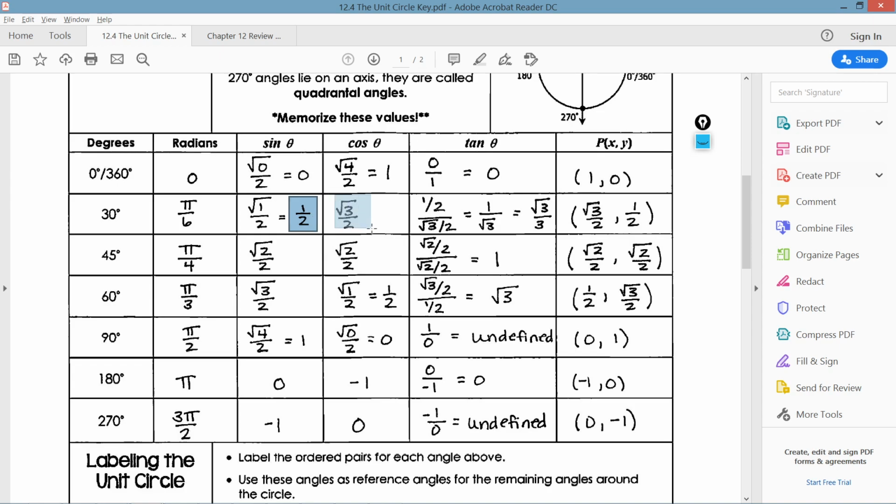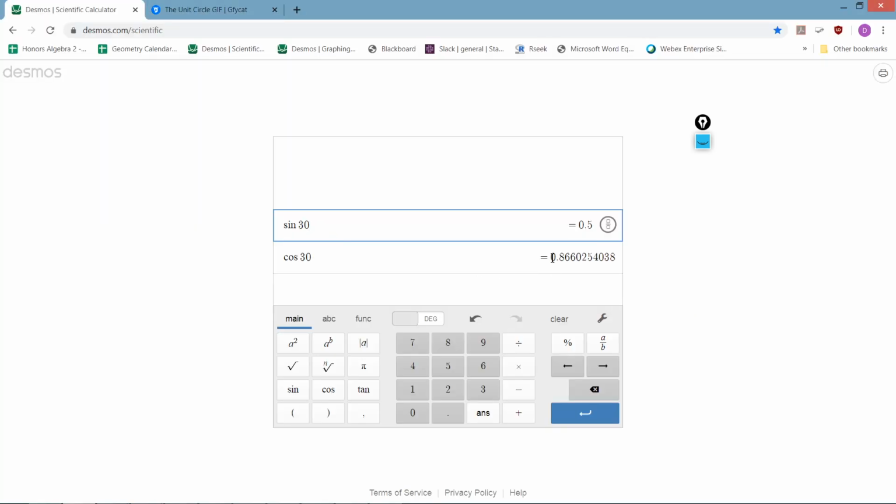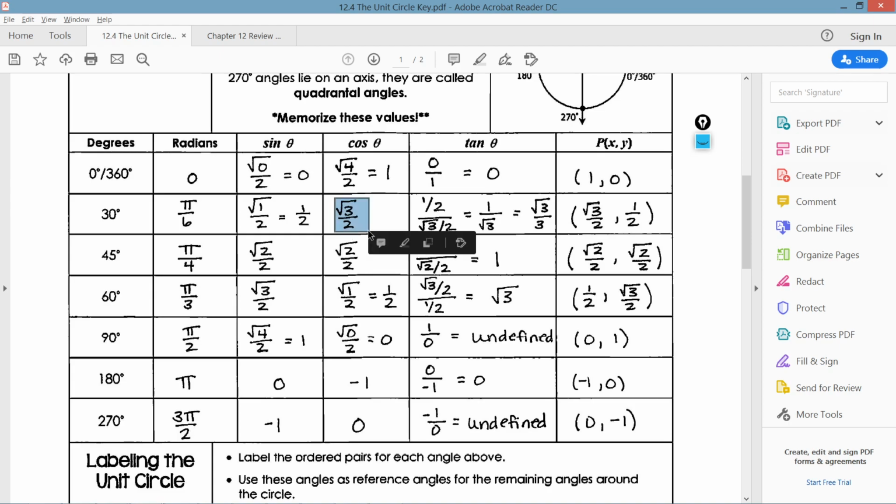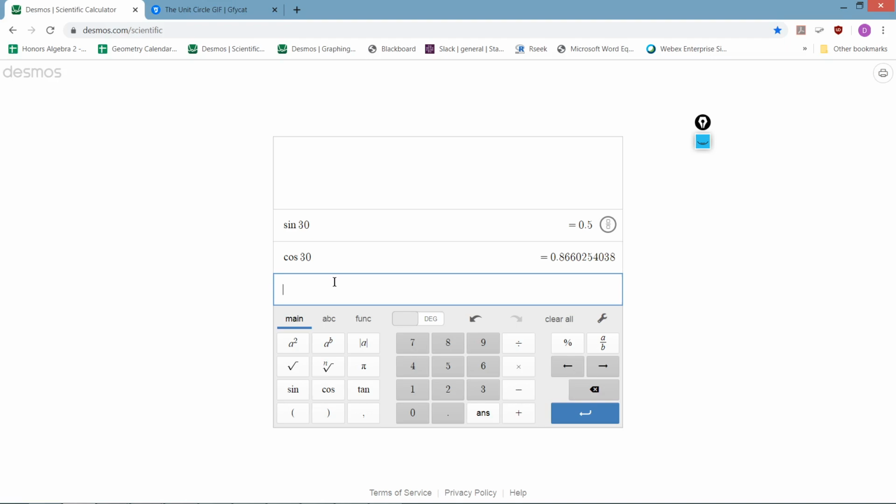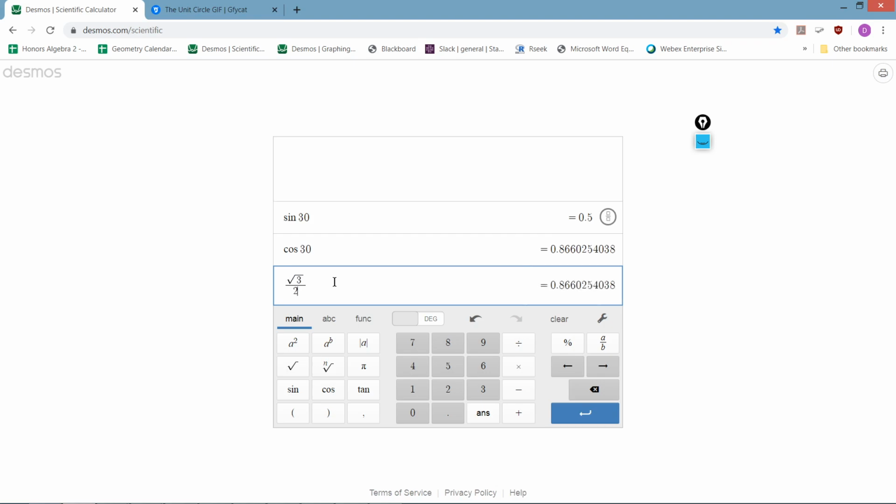How can we figure out cosine? In our calculator, it was 0.866, and this says √3/2. How do we get that? Well, one way is you can guess and check it. It's not a bad idea. We're learning this and getting comfortable. If you type in square root of 3 over 2, notice how it gives me the exact same decimal. So typing in radicals can be one way to check what its actual value is.